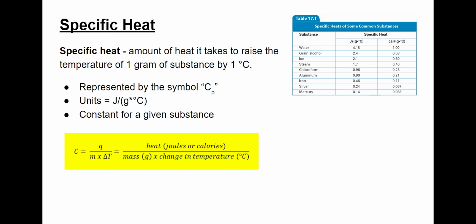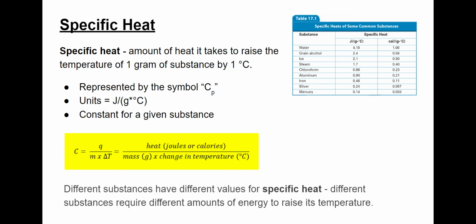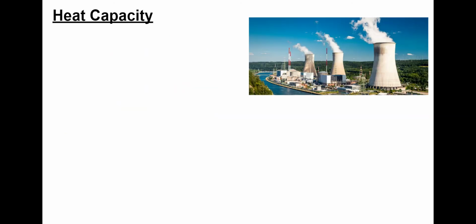We can also mathematically calculate heat capacity or specific heat from the equation C equals Q divided by m times delta T, which is the heat divided by the mass times the change in temperature. And we'll talk more about that later. But it's enough to say that different substances have different values of specific heat, which means they require different amounts of energy to raise or lower their temperature. Heat capacity.